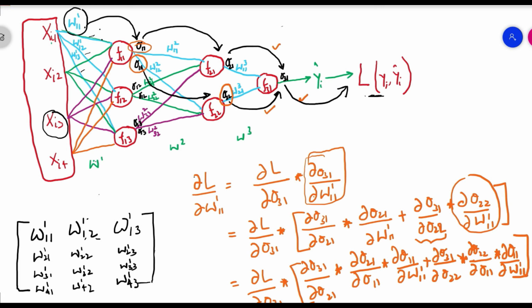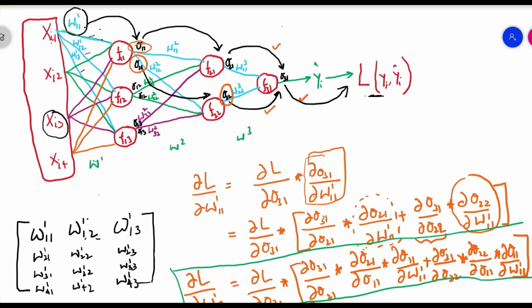So we saw that we have used multiple rules of differentiation to finally reach the expression that gives us the rate of change in our loss function with respect to a weight from our W1 level. The way we found this expression for our weight W111, similarly we will find the expression for all of these 12 weights.